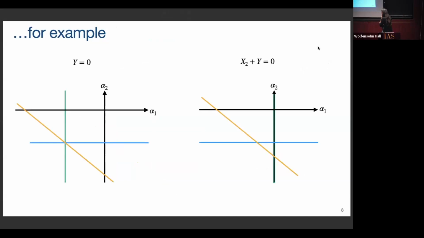So for example, if I take y equals 0, the number of bounded chambers becomes 3. This is due to the fact that this yellow line moves here. And if I take x2 plus y equals 0, then the green line moves on top of the alpha 2 axis, and I actually get 2 bounded chambers here.